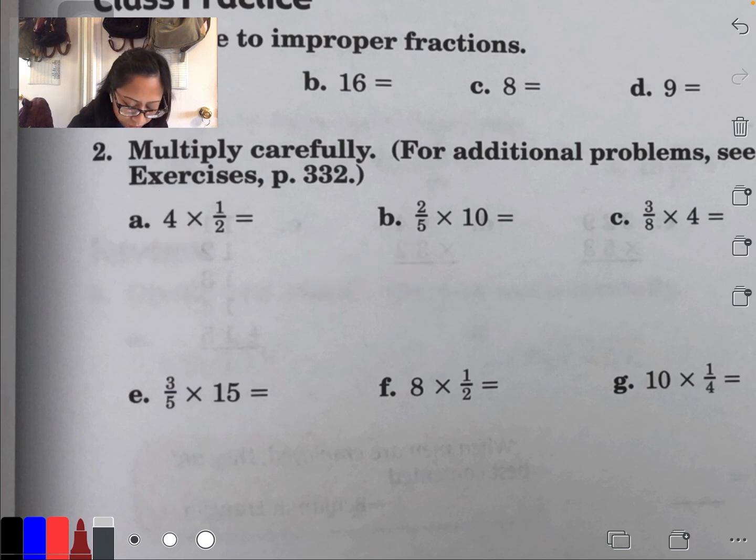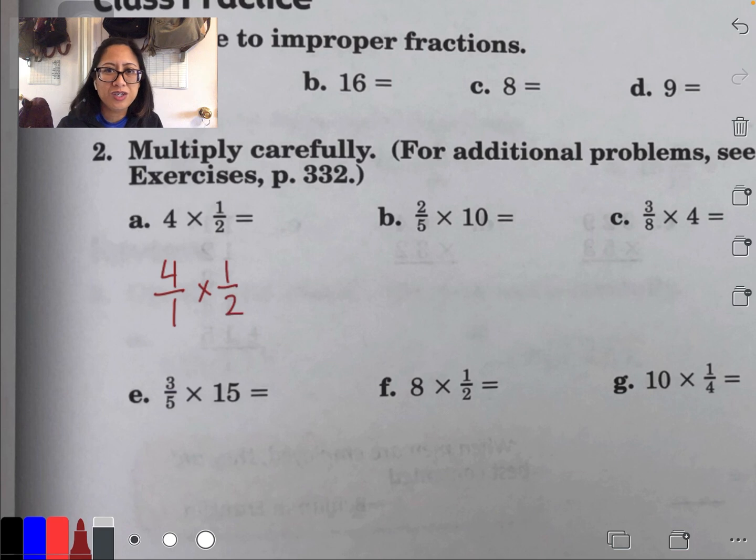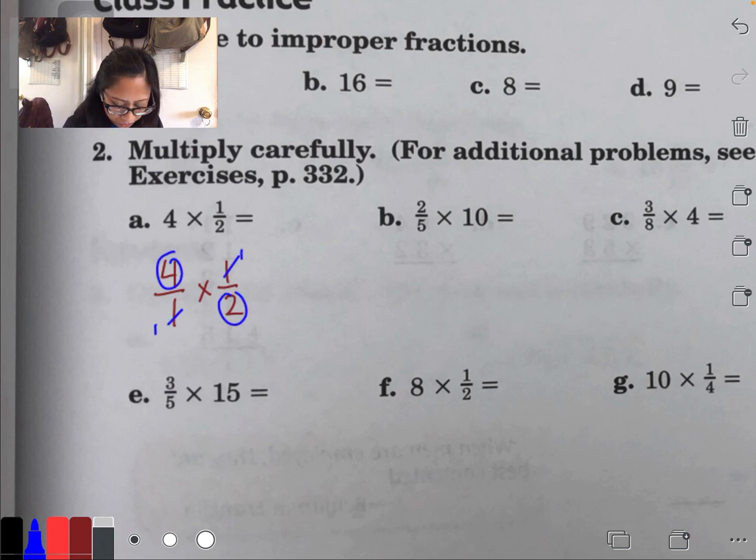So that's what you're going to do. You're going to rewrite it: 4 over 1 times 1 over 2. And you know what I can do here? I can cross cancel. Take a look at this. 1 and 1 is basically 1 and 1. But 4 and 2, I can cross cancel and divide by 2, since they're both even numbers. So it'll be 4 divided by 2 is 2, and 2 divided by 2 is 1. My bad. Then I just have to multiply across.